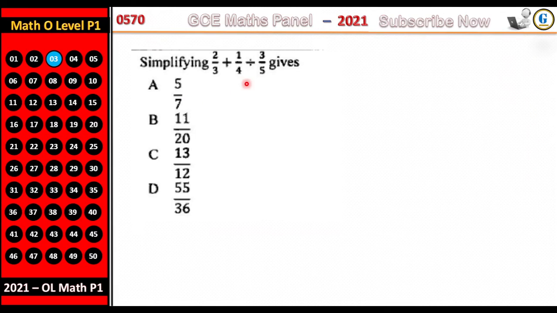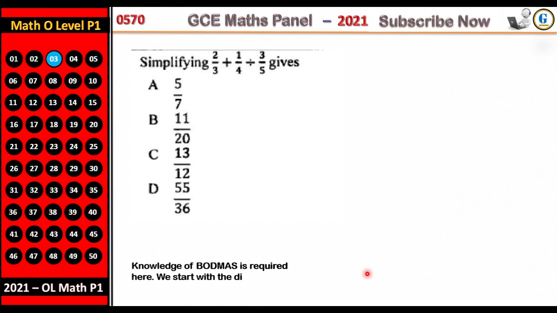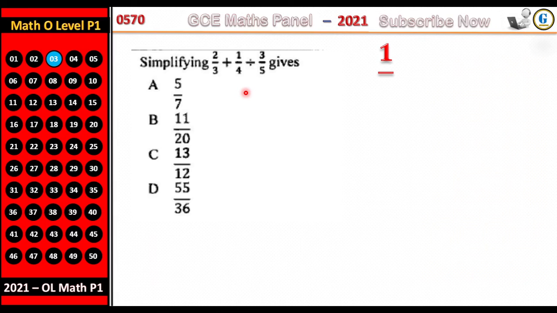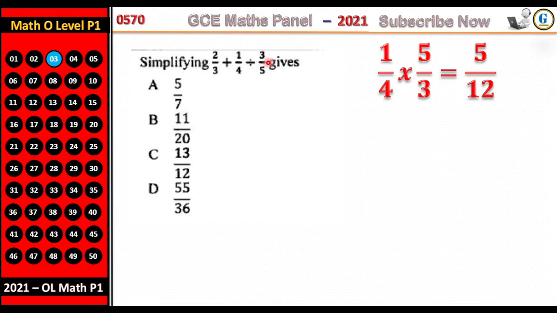Simplify. Normally here, the knowledge of BODMAS is required. So we start with the division. We will have 1 over 4 now times the reciprocal of this. The reciprocal of 3 on 5 is 5 on 3. The reciprocal means that you should turn it upside down, as students always say in my class. That's the reciprocal. So when we do this, we'll have 5 on 12. Now we take this 5 on 12 and replace it at this same position where we took it, because we have replaced these two numbers by this 5 on 12. So we'll now have 2 on 3 plus 5 on 12.